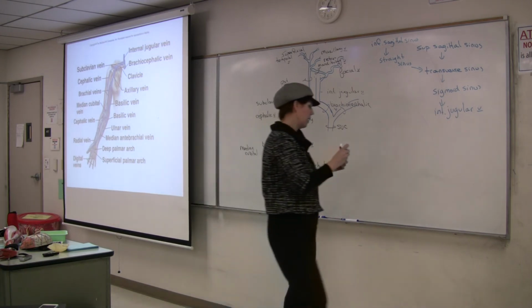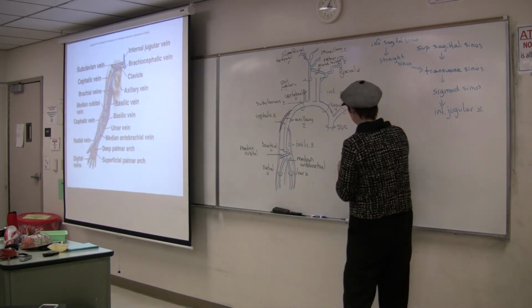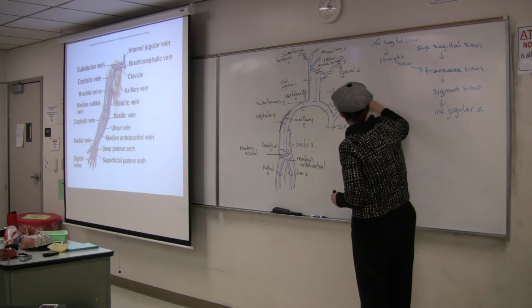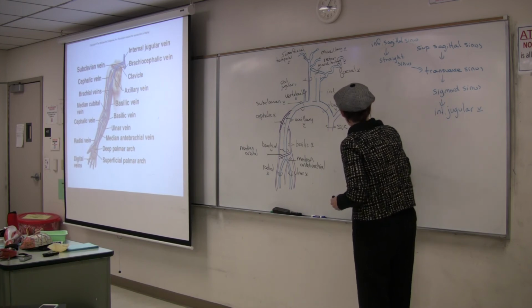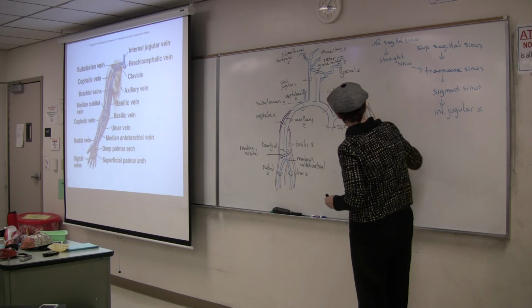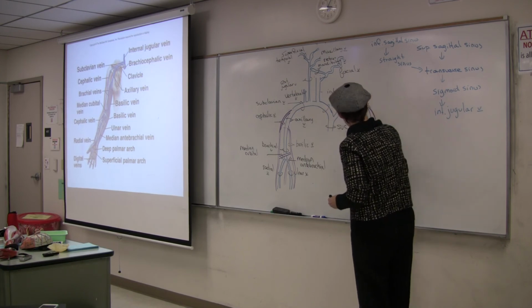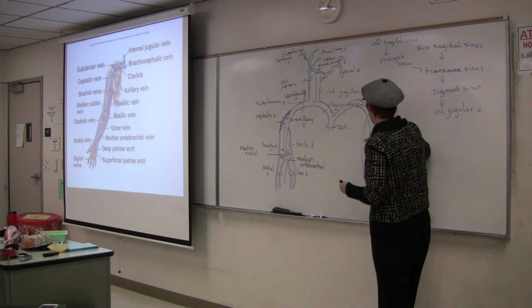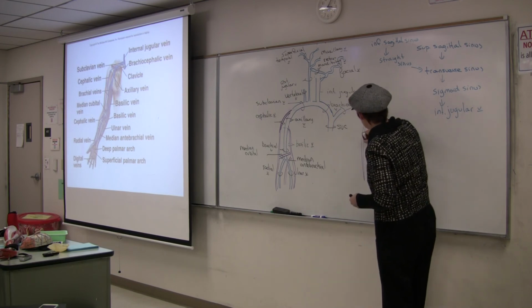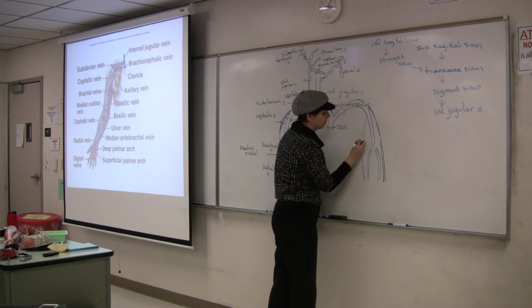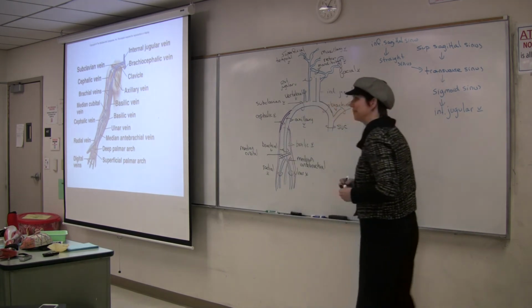Now, if we look at the Y pattern, I'm not going to draw any of these other branches here. I'll just draw these deep branches coming in. So cephalic is going to be here, basilic here. Okay. And then the Y pattern, or V pattern, is like this. Okay.